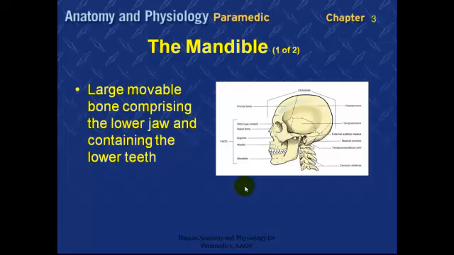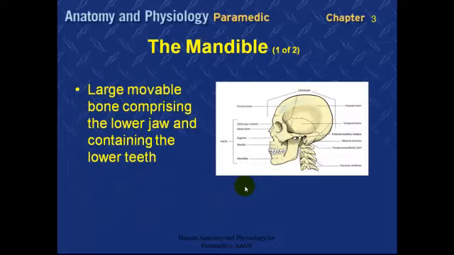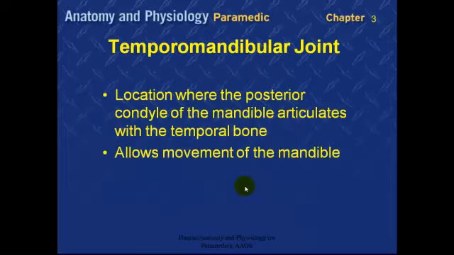The mandible is the large movable bone comprising the lower jaw and containing the lower teeth. Two perpendicular rami join the body at nearly right angles. The anterior coronoid process and the posterior condyle are found at the top of each ramus and are separated by the mandibular notch. The TMJ, or temporomandibular joint, is the location where the posterior condyle of the mandible articulates with the temporal bone and allows for the movement of the mandible.